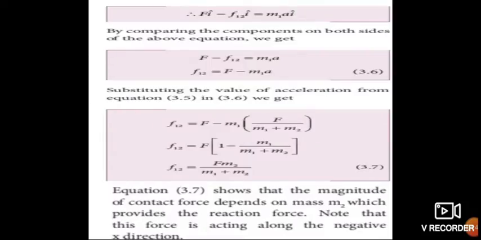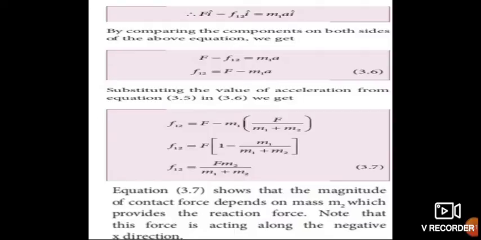So we can write F î minus F12 î is equal to m1 a î. By comparing the components on both sides of the equation, we can take the î outside. It means F minus F12 is equal to m1 a. We neglect the î, so F minus F12 is equal to m1 a. From this, we can calculate the value of F12.